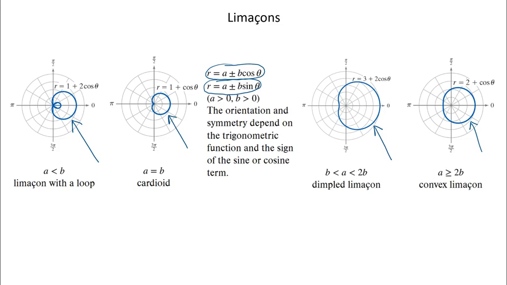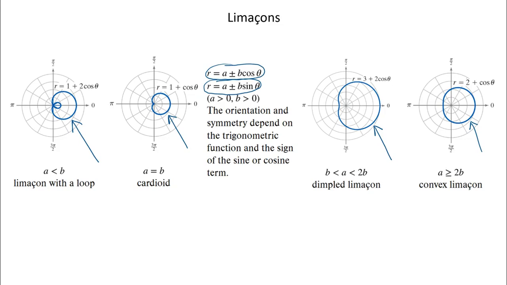But if the b in front of the cosine is negative, then they will flip across the y-axis, or the line pi over 2, and they will be situated on the negative x-axis. So for the cosine limaçons, if b is positive, they'll be situated on the positive x-axis. If b is negative, they'll be situated on the negative x-axis.